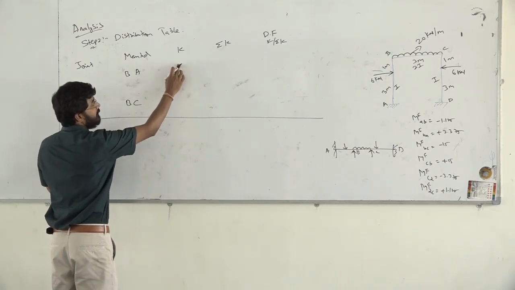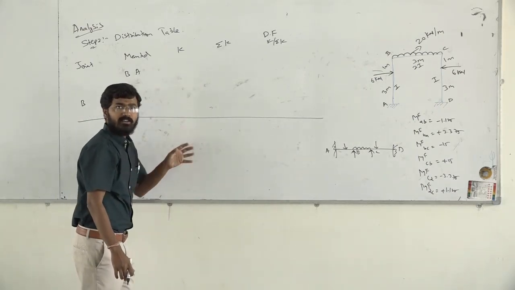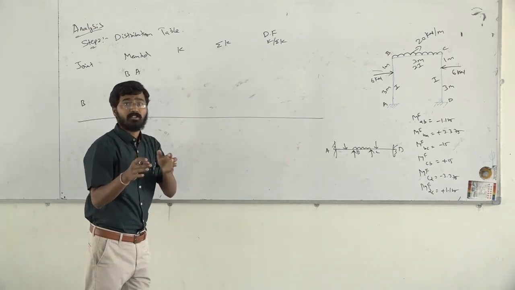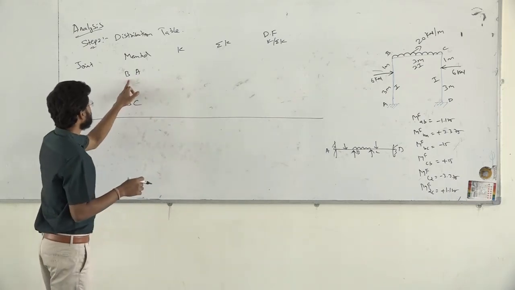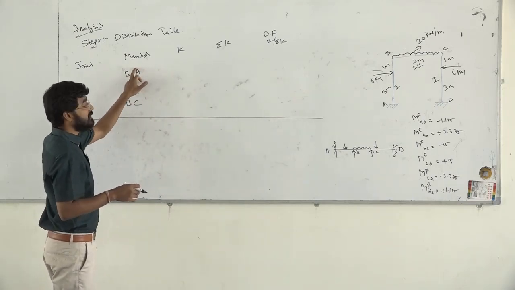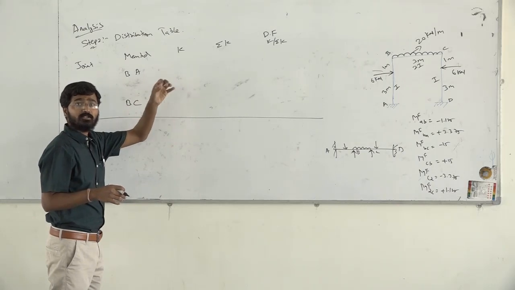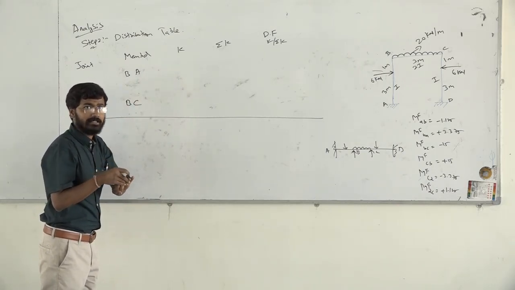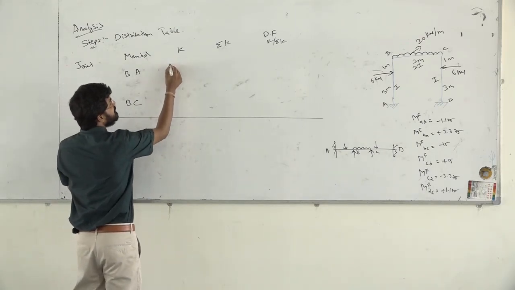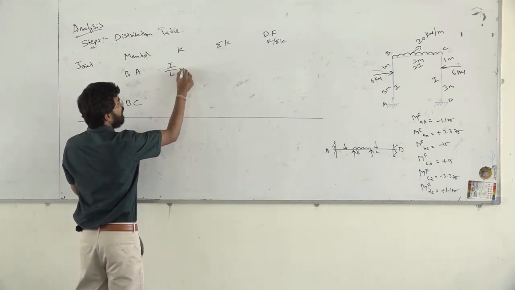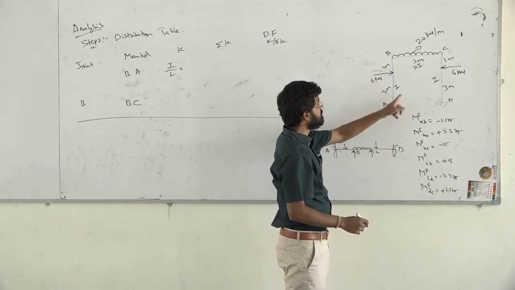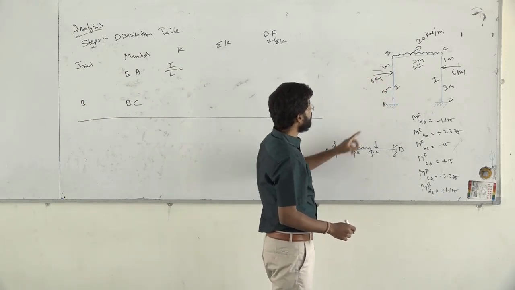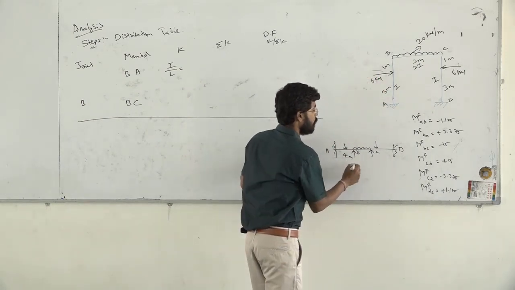Now for the K value, as I have already discussed, A is a far end. Whenever the far end is fixed or continuous, the K value will be taken as I by L. So the I value is I only, but the L value is equal to 4 meters.